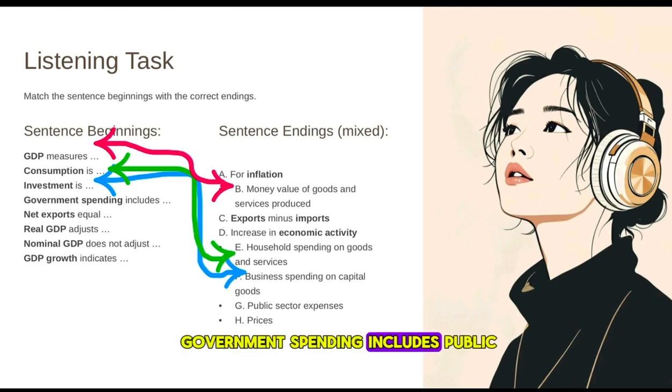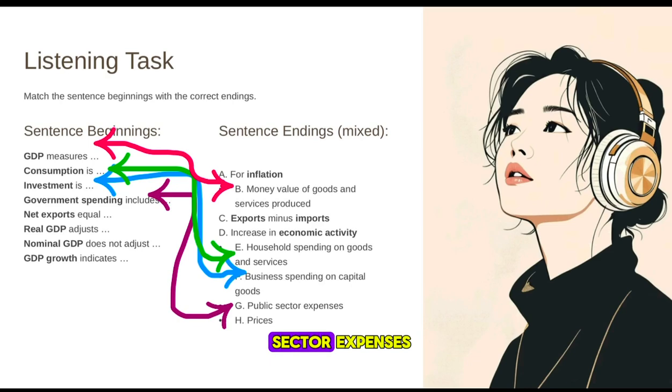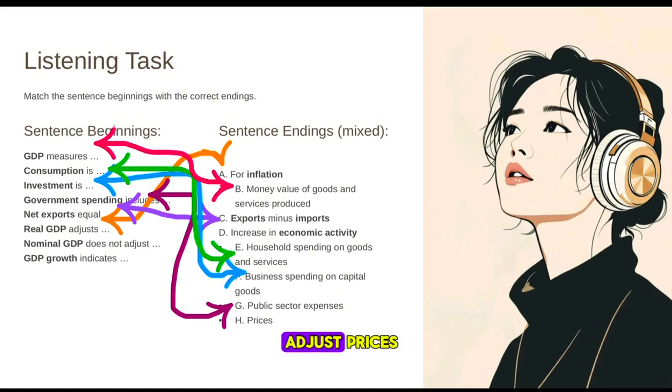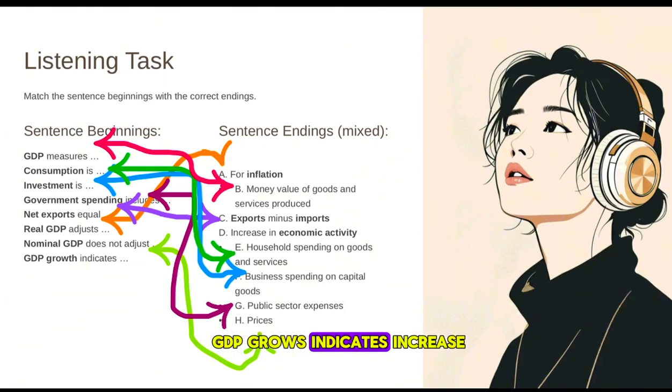Government spending includes public sector expenses. Net exports equal exports minus imports. Real GDP adjusts for inflation. Nominal GDP does not adjust prices. GDP growth indicates increase in economic activity.